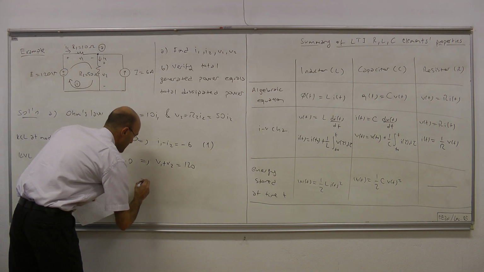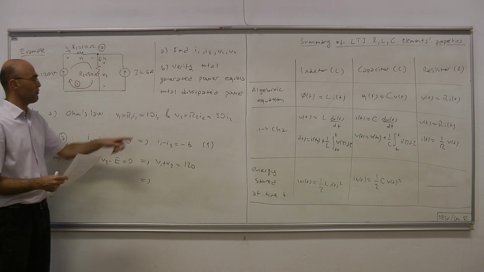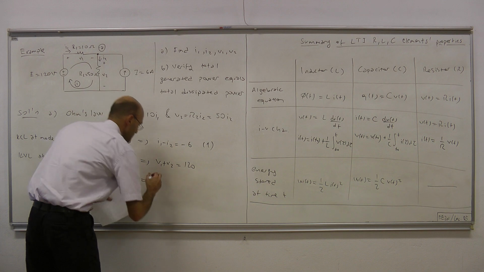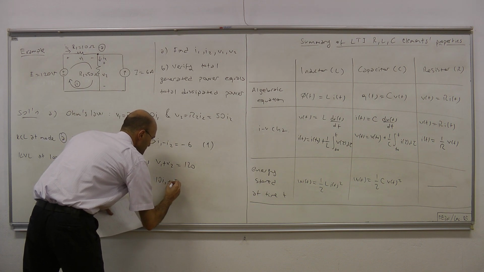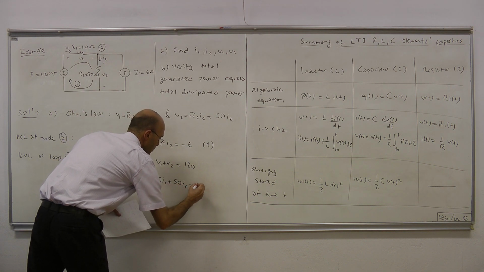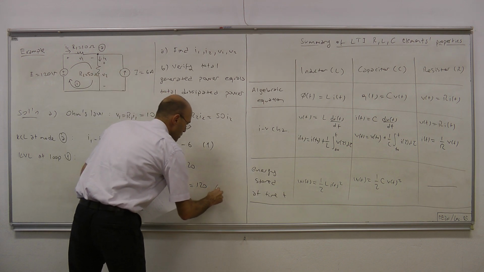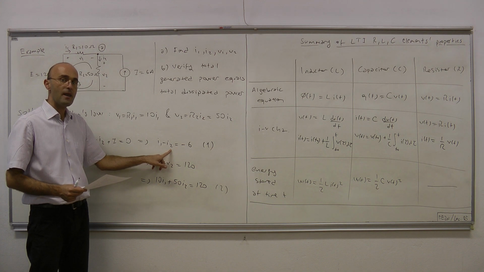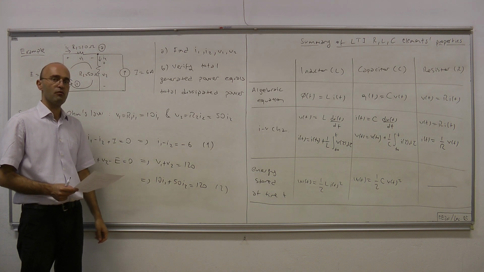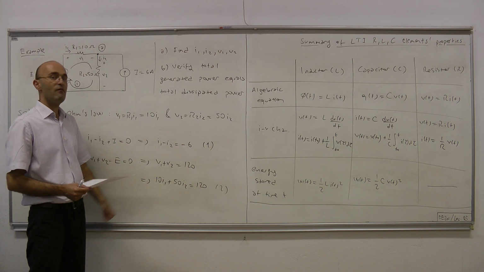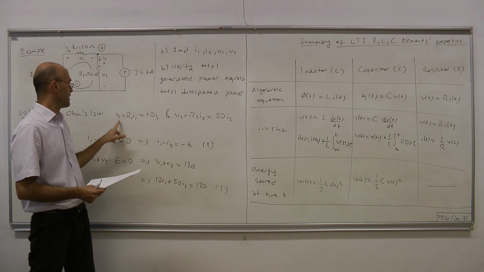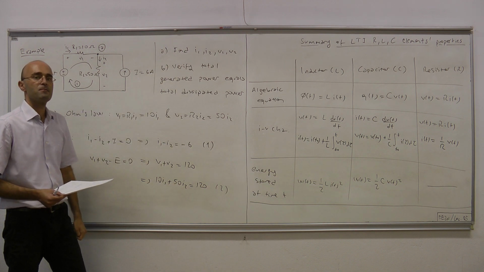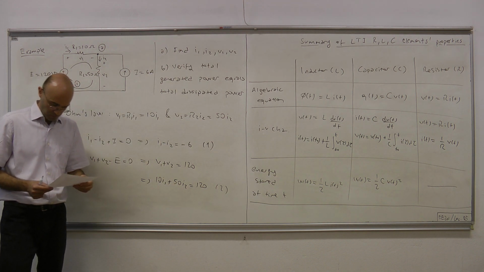Now we can express V1 and V2 in terms of I1 and I2 using Ohm's law. Therefore, this can be written as 10 I1 plus 50 I2 equals 120. Let's call this equation 2. Using equation 1 and equation 2, we can solve for I1 and I2. Once you have I1 and I2, you can obtain V1 and V2 easily, and then part A will be solved.